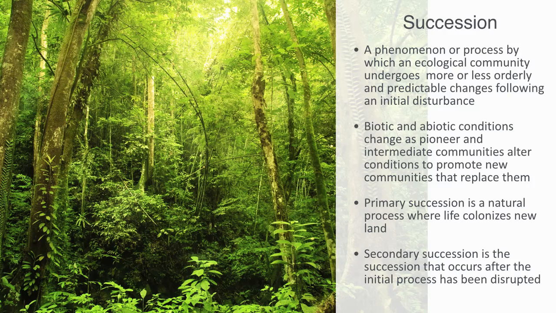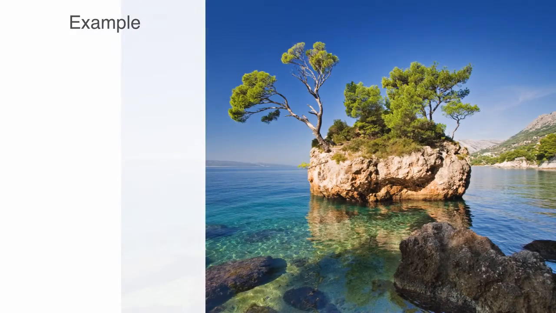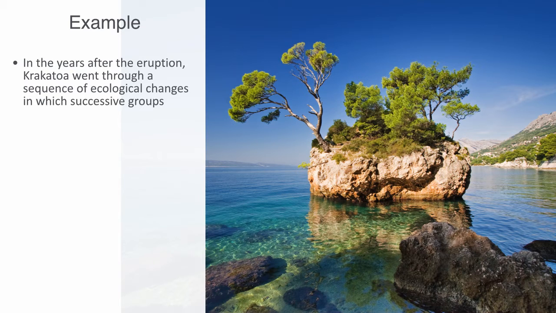Example: one of the clearest documented cases of this process of succession was the study of the island of Krakatoa after its major eruption in 1883. In the years after the eruption, Krakatoa went through a sequence of ecological changes in which successive groups of new plant or animal species followed one another, leading to increasing biodiversity and eventually culminating in a re-established climax community.